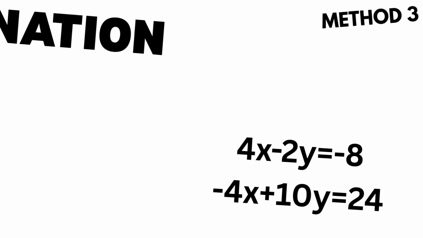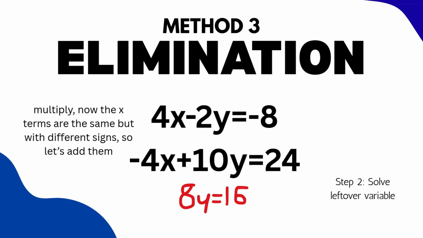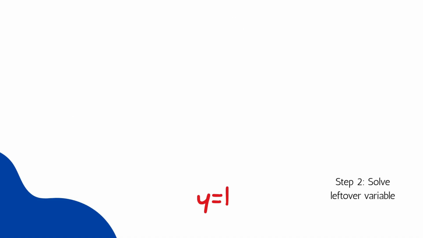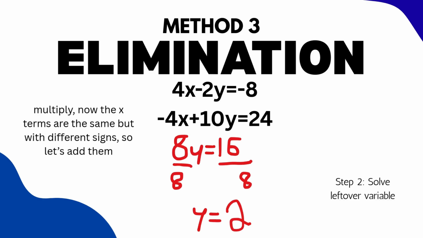Now we can eliminate. Add the equations together. So 4x minus 4x cancels. We add negative 2y plus 10y, which gives you 8y, which equals negative 8 plus 24, so 16. Now for the second step, we have 8y equals 16. So divide by 8 to get y by itself, and we get y equals 2.